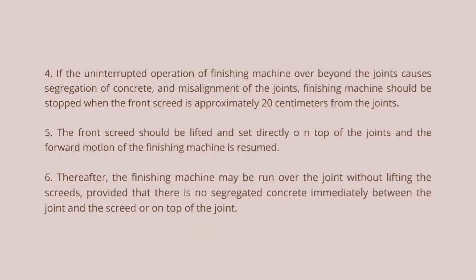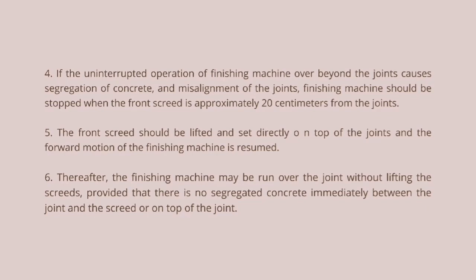Fourth, if the uninterrupted operation of the finishing machine over and beyond the joint causes segregation of concrete or misalignment of the joints, the finishing machine should be stopped when the front screed is approximately 20 centimeters from the joints. Fifth, the front screed should be lifted and set directly on top of the joints, and the forward motion of the finishing machine is resumed.